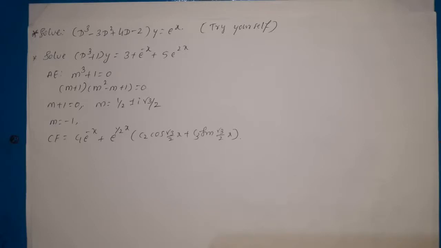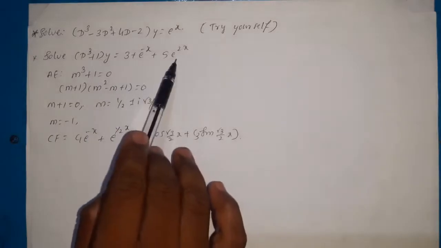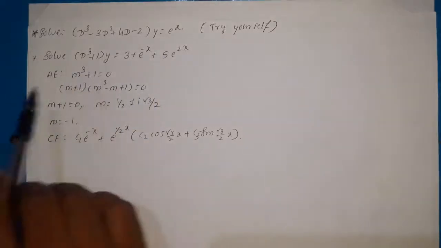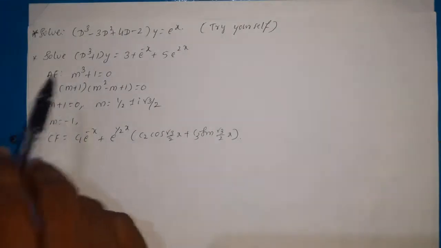And the next example: solve the equation (D³ + 1)y = 3 + e^(−x) + 5e^(2x). Here we have three terms on the RHS, right? Now let us first find the complementary function of this one.